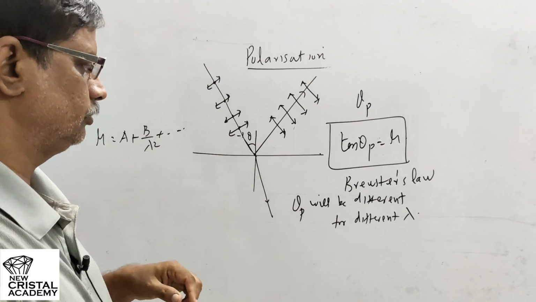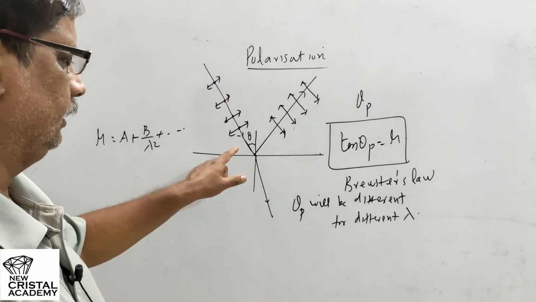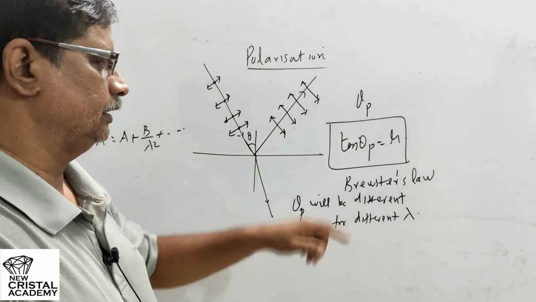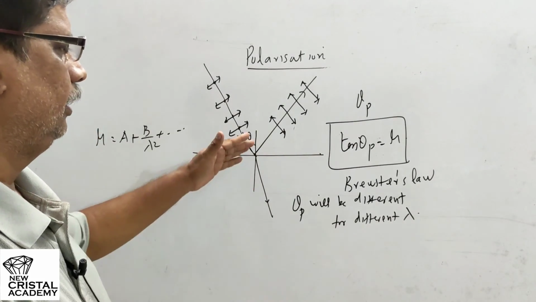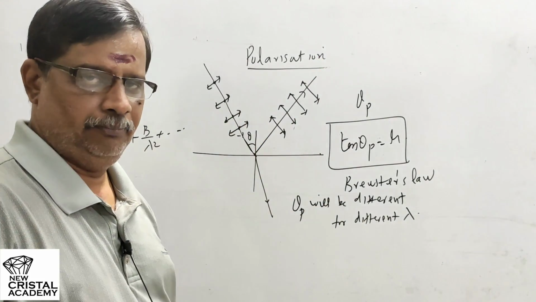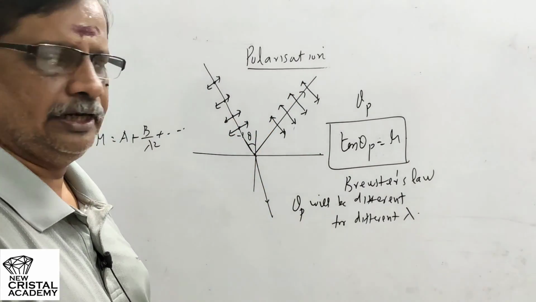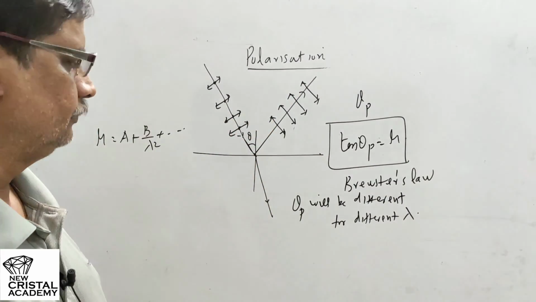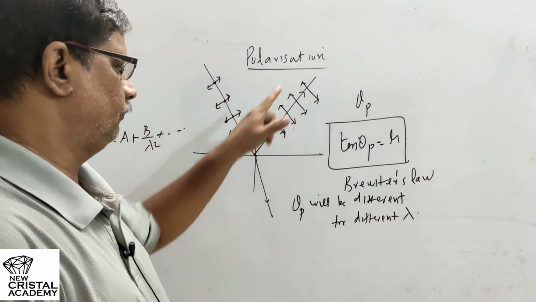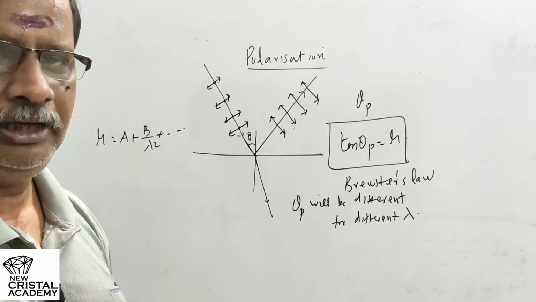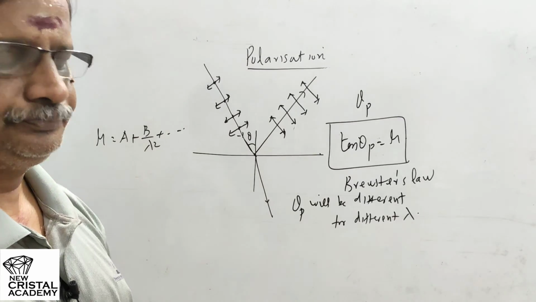Another point to remember here is that when the light is falling at an angle equal to the polarizing angle on a reflecting surface, the reflected ray will be completely plane polarized, as I told you. Further, the reflected and the refracted rays will be mutually perpendicular. So the reflected ray and the refracted ray will be perpendicular to each other.